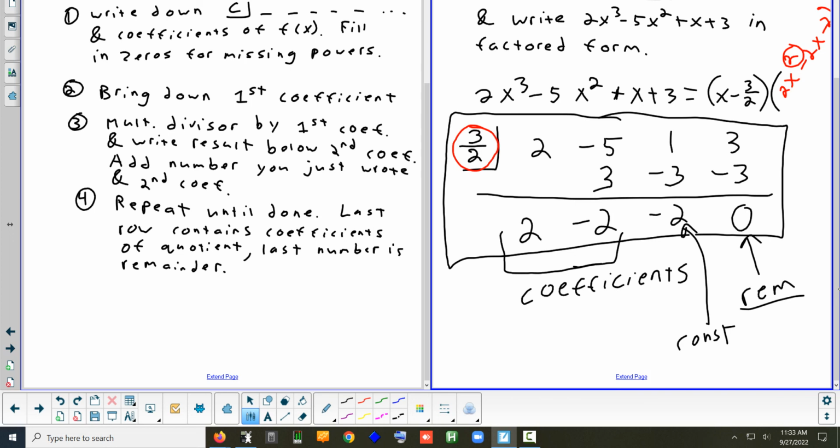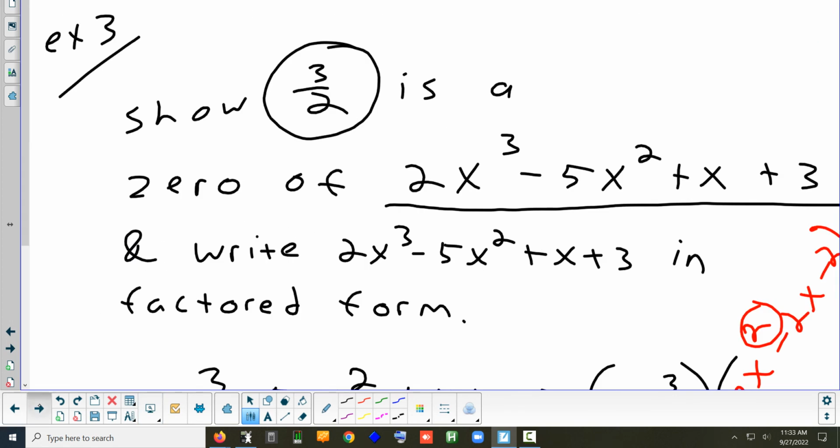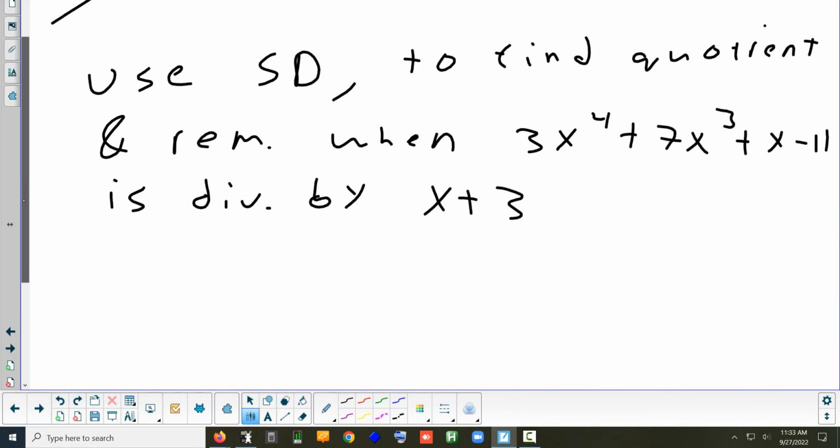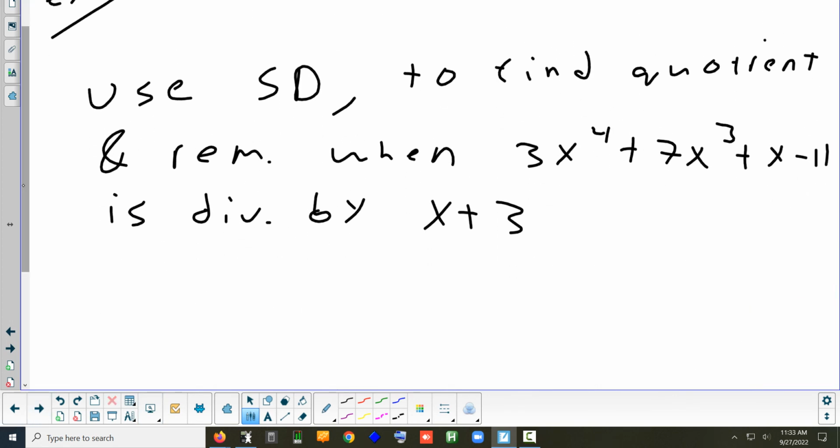If we had a problem like the first one and it doesn't have a rational root, then this whole method falls apart. You have to have something you can divide into and get a remainder of 0 for this to work. So I will give you something that works. All right. So let's use synthetic division to find the quotient and the remainder when you divide the 4th degree polynomial by x plus 3.